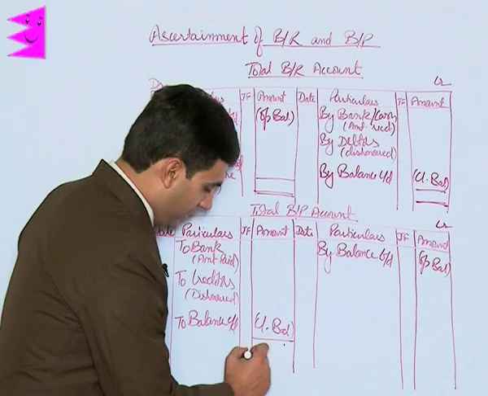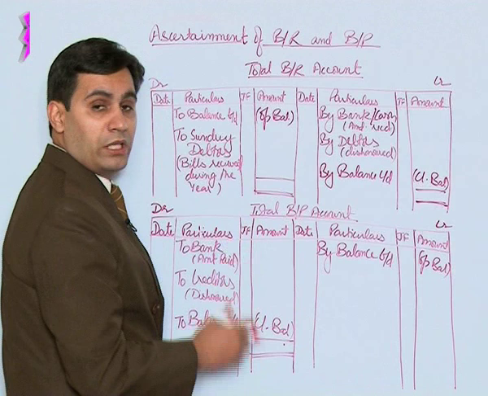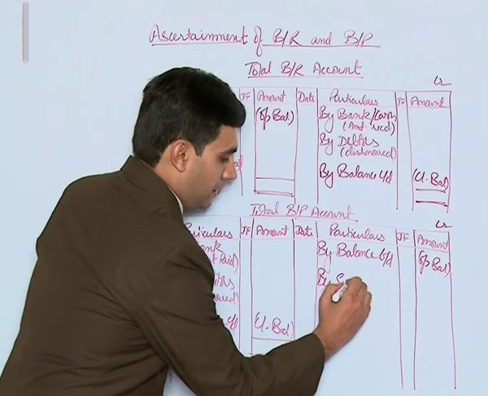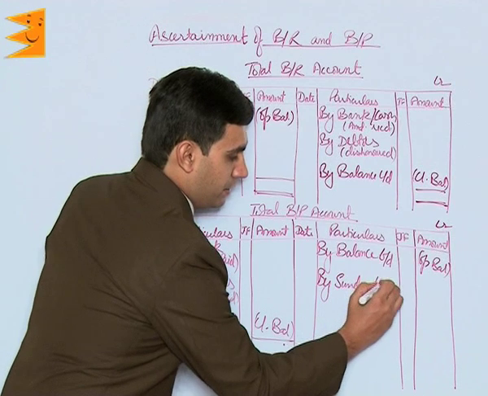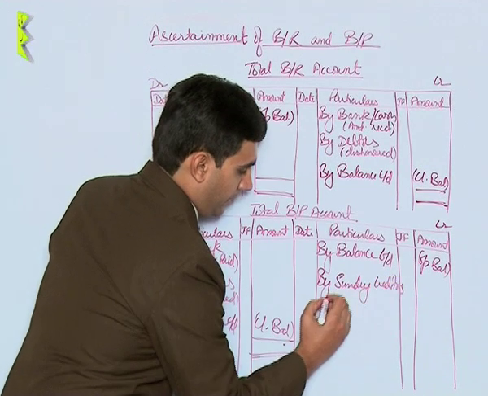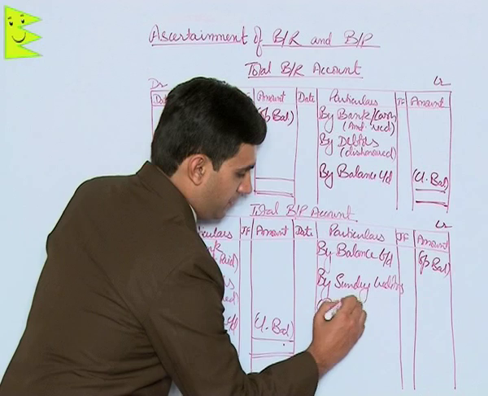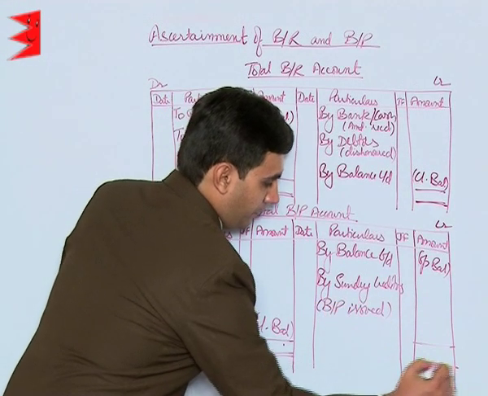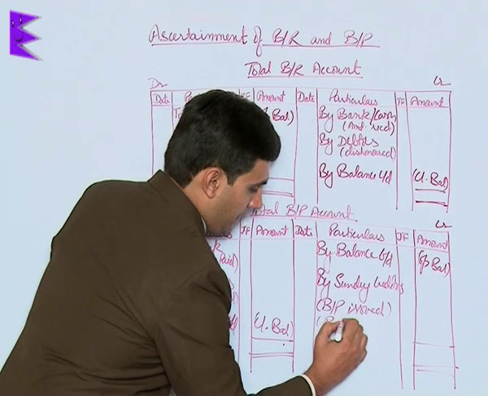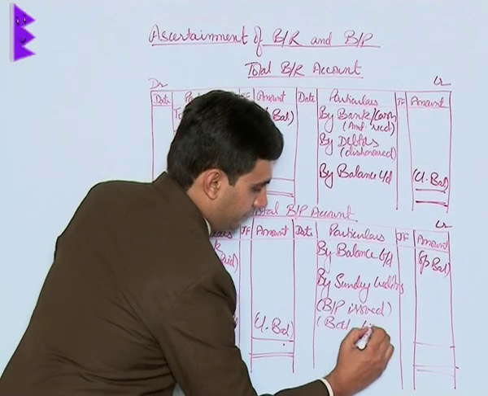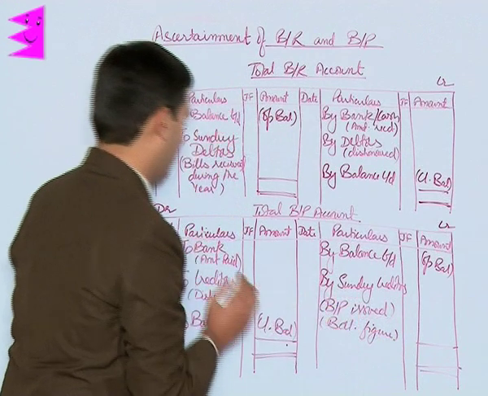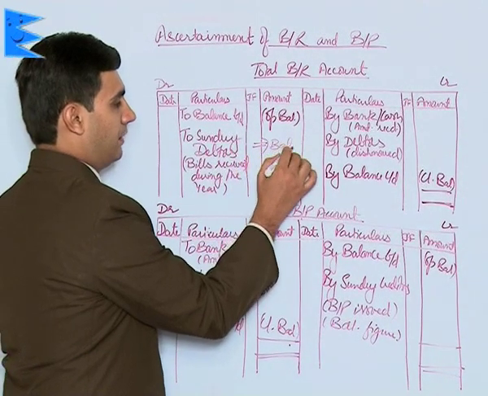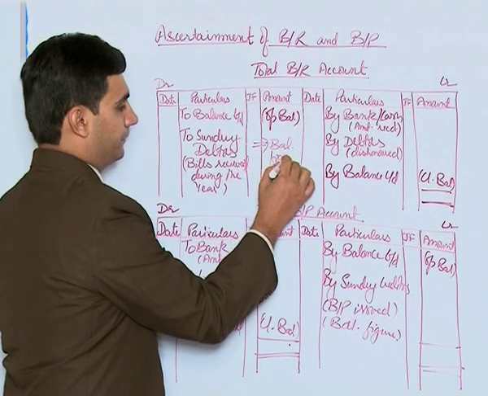Once these postings have been made, total it out, and the balancing figure would be by sundry creditors. This would be bills payable issued during the year, and remember it is balancing figure, and here in this case this is the balancing figure.